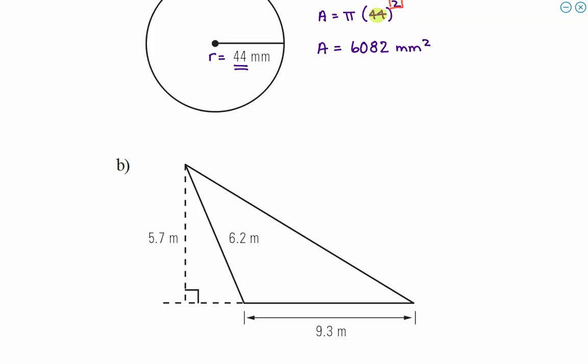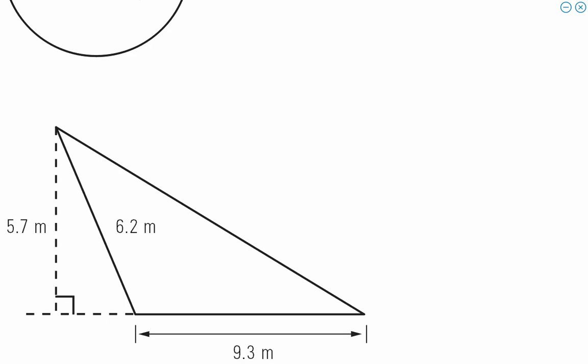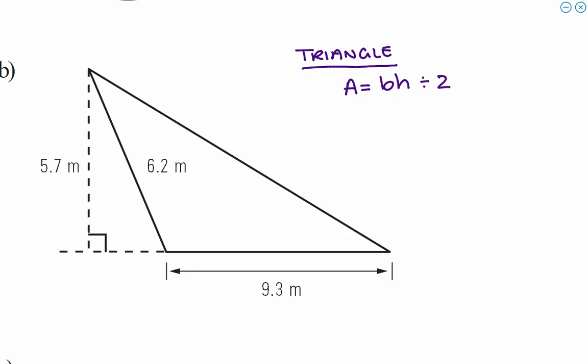Now your triangle. This messed with some of you. So the name is a triangle. What is your formula for a triangle? Divided by 2. Don't forget to divide that by 2. If you just do your base times height, then you've got the area of an entire square, parallelogram, or rectangle. So out of these three numbers, which is your base? 9.3 is your base. Which is your height?